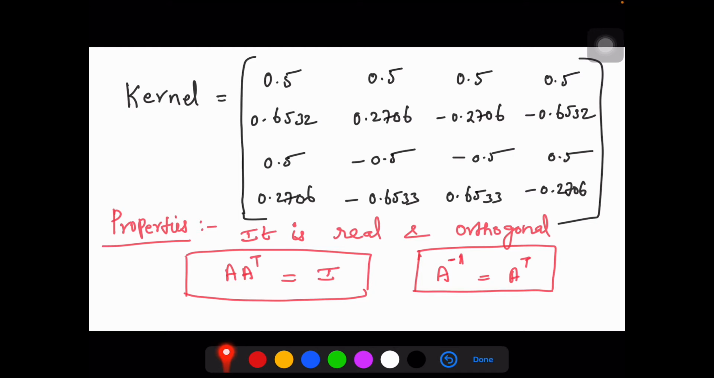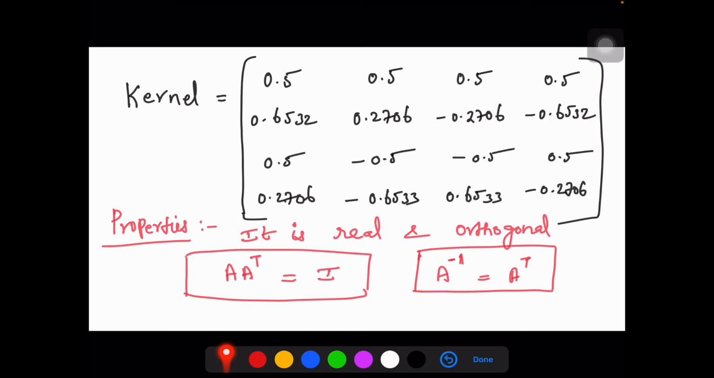I'm just taking all x of 0's values here, x of 1, x of 2 and x of 3 values, and making it a matrix. That's going to be your DCT kernel matrix for n equal to 4. Similarly, you can proceed for n equal to 8 or whatever is being asked of you.